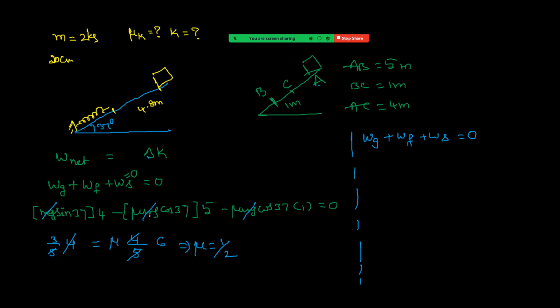So by gravity, how much? I'm taking values directly here. mg sin 37, and the displacement equal to 5, because A to B it is 5. By friction, minus mu mg cos 37 into 5. By spring force, minus half k x square, with x value 0.2 whole square, because compression is given as 20 centimeter, so converting into meter, 0.2.